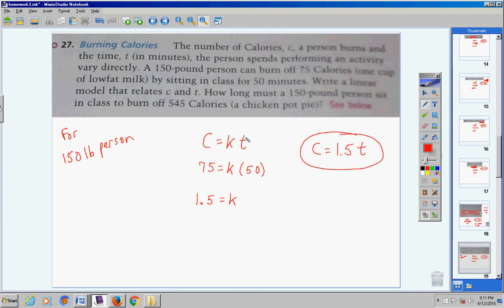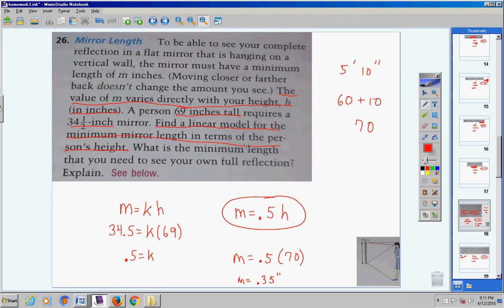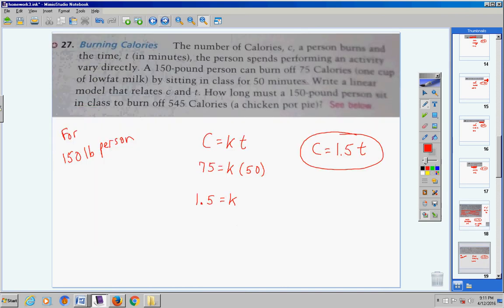Let me check the book real quick. Actually, I did not check the book for this one back here. Let me look real quick, and yes, that is correct. And now let me check this one here. And 27, yes, that is correct. So there we go. Now, we've written our model.